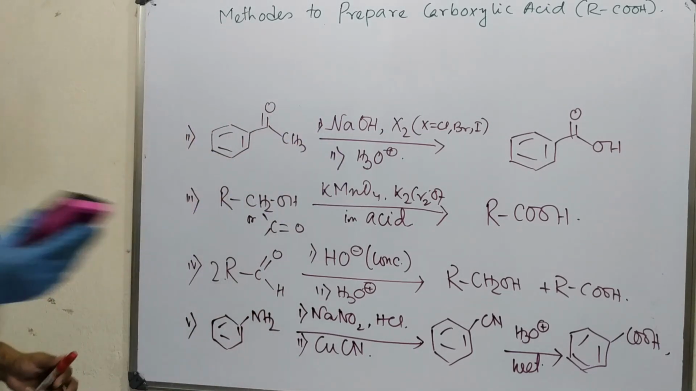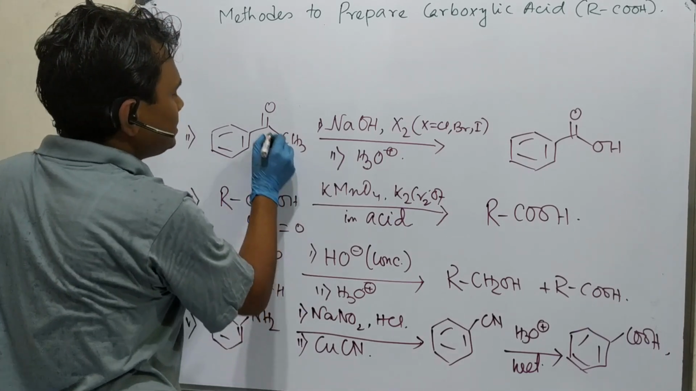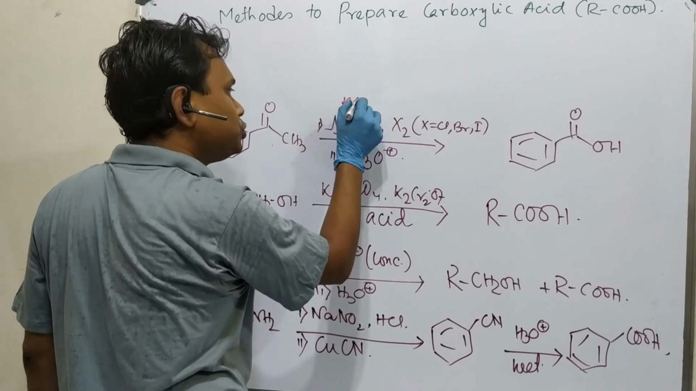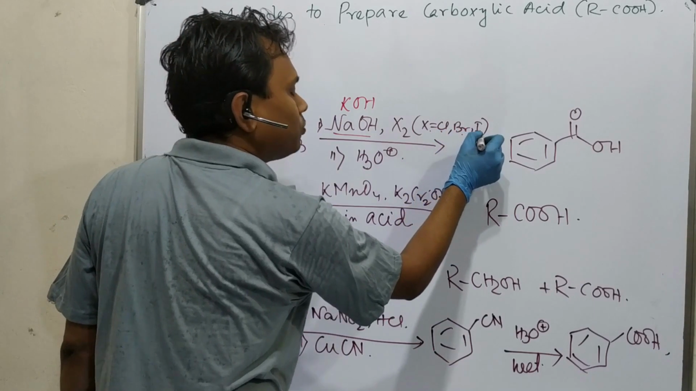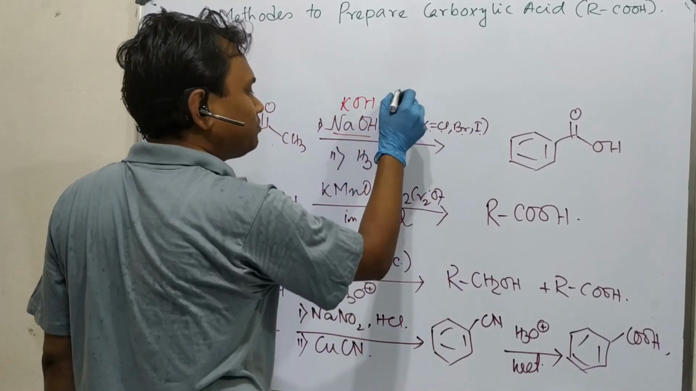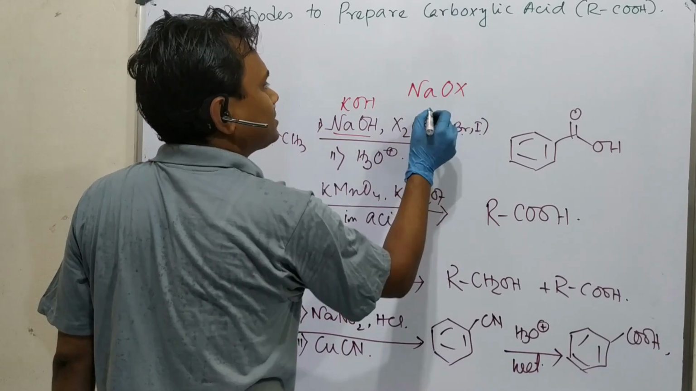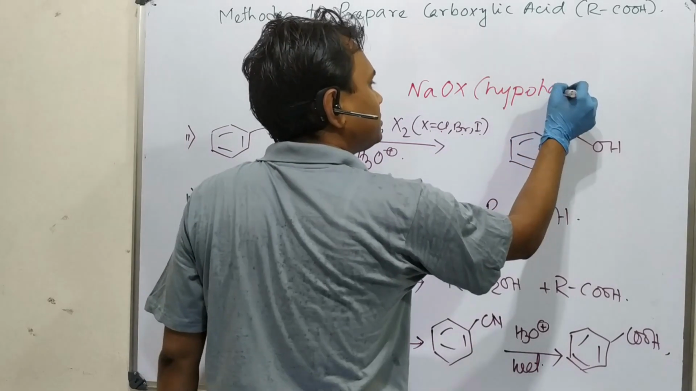Fine. So the second one is actually the reaction of this ketomethyl group in presence of alkali like sodium hydroxide, and halogen which is chlorine, bromine, iodine. Actually, instead of that another reagent could be given, NaOX, that is hypohalite.